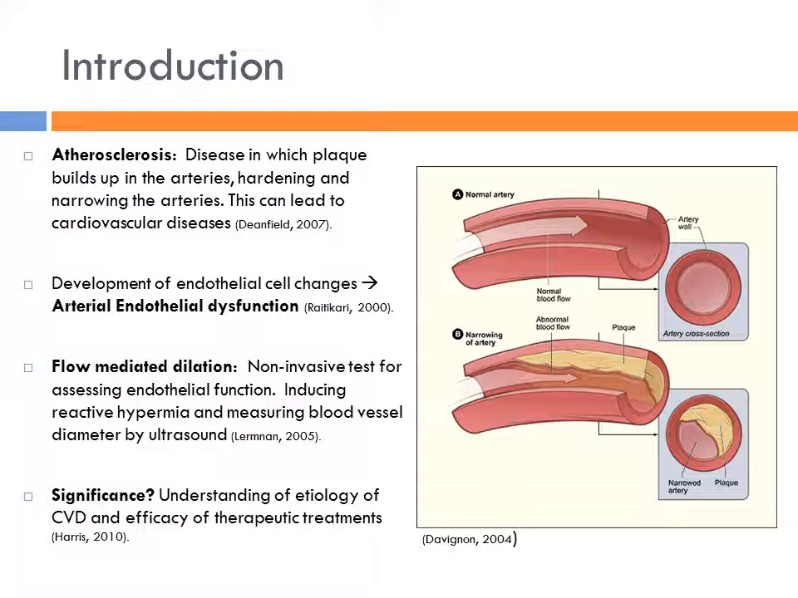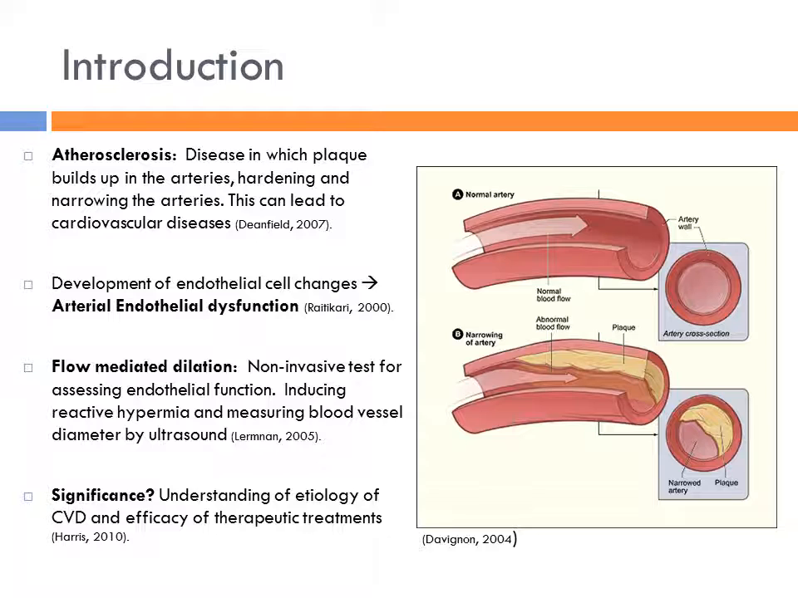Atherosclerosis is a chronic and systemic disease where plaque builds up in the arteries, causing hardening and narrowing, as seen in the image. Consequently, this can lead to cardiovascular diseases including stroke, heart attack, and peripheral vascular diseases.